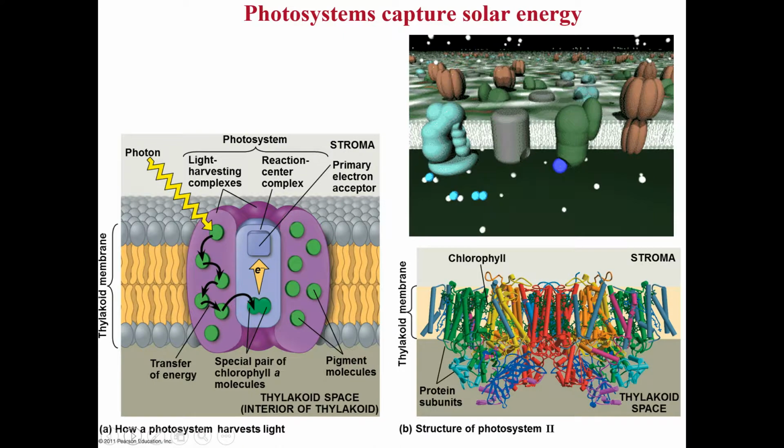Alright, so here you see your two photosystems. Photosystem 2 and photosystem 1. They capture light independent of one another.